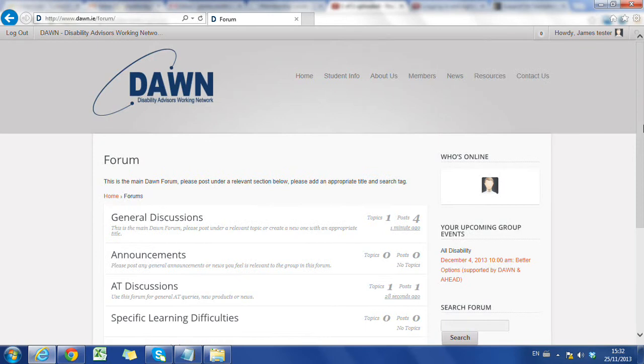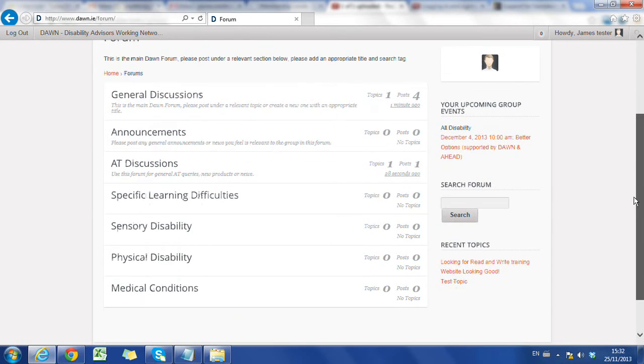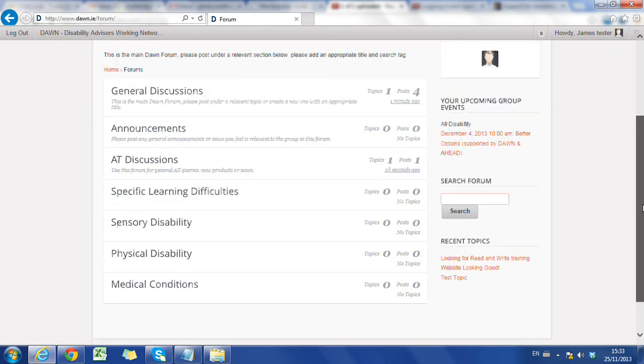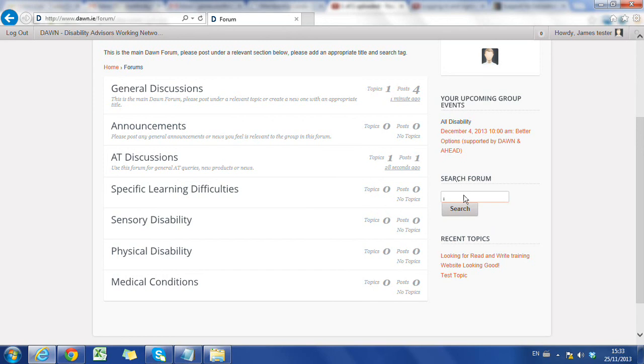One other important element to note here is on the right-hand side, you will always see who's online, what events you have upcoming for your particular group. But as the forum starts to build up, it will become a depository for useful information. And before you go along and upload a new topic or ask a new question, if you're looking for something standard, it's no harm in just searching the forum before you pop up a topic.